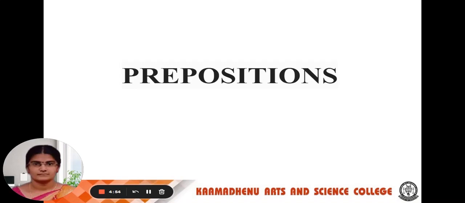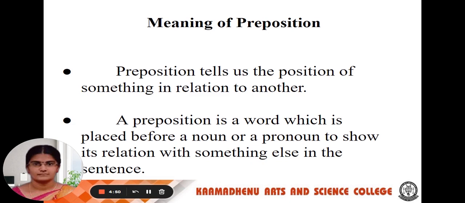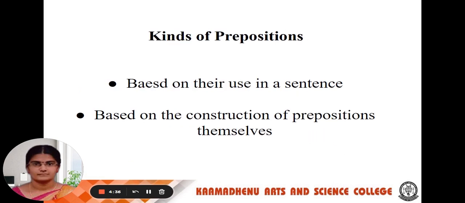Good evening. Today we see about prepositions. A preposition tells us the position of something in relation to another. A preposition is a word which is placed before a noun or a pronoun to show its relation with something else in the sentence. So, what are the kinds of preposition?